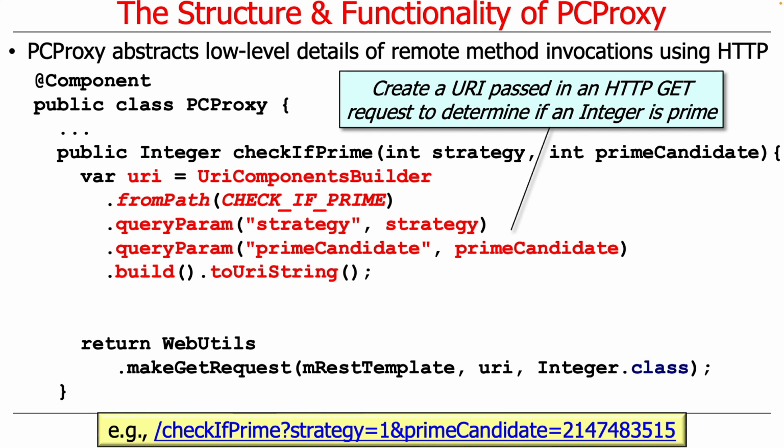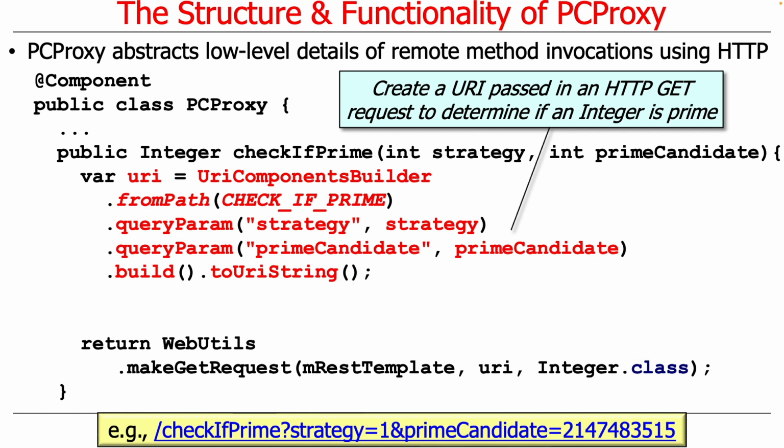So here's the one where we're going to go ahead and basically send one item over at a time. So we use the URI component builder. We're going to pass in the path here, which is going to indicate that we're calling the checkIfPrime router method in the controller. We add the strategy as a query parameter, and then we add the prime candidate as a query parameter. So we have 2 query parameters. Those will be encoded into the URL. And then we build it, and we make it a URI string.